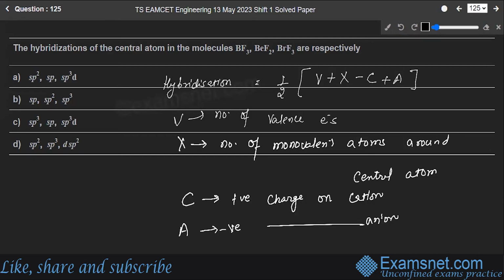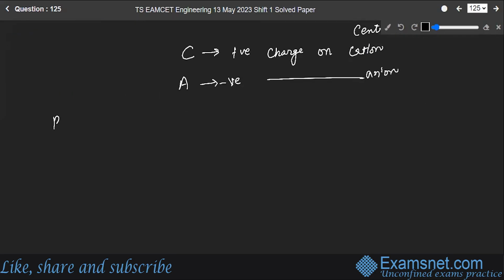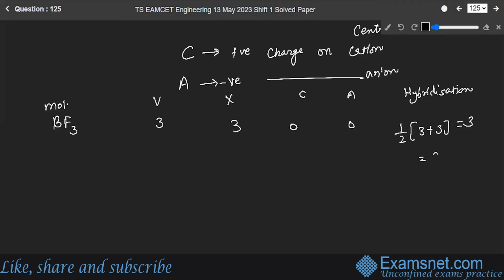Now the given molecules are these three. Let's write down for the first one, BF3. We have V, X, C, A, and hybridization. V, the number of valence electrons, is 3. X is 3, C is 0, A is 0. So this is half into 3 plus 3, which is equal to 3. So this is sp2. The next one, BeF2. V is 2 in this case. X is 2 again, and no charge. So this is 2, which means the hybridization is sp.